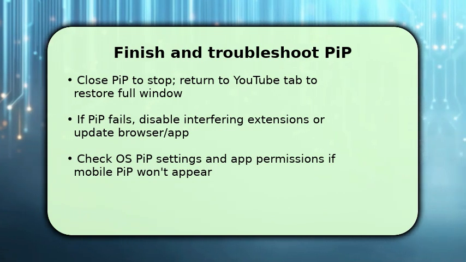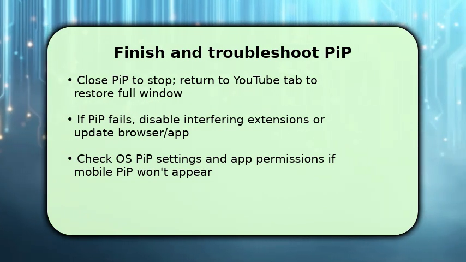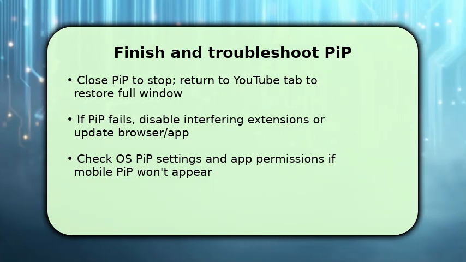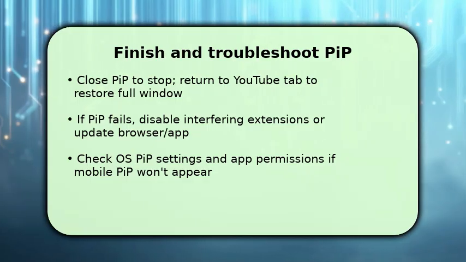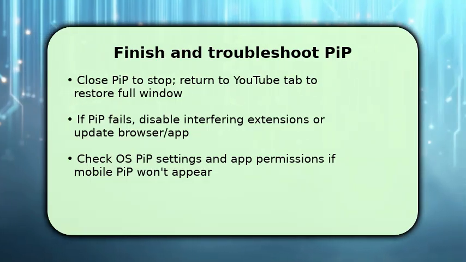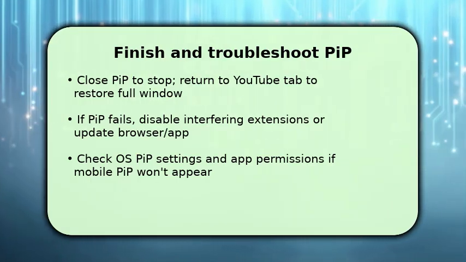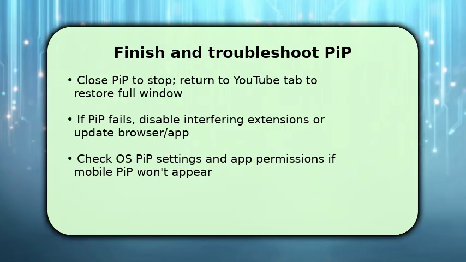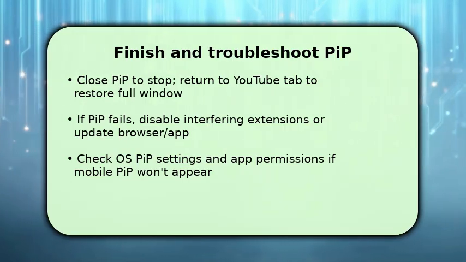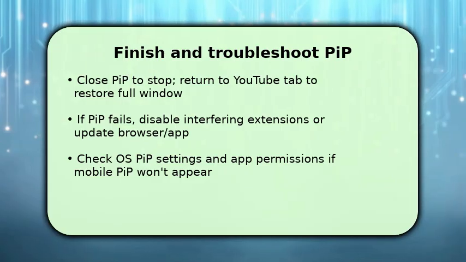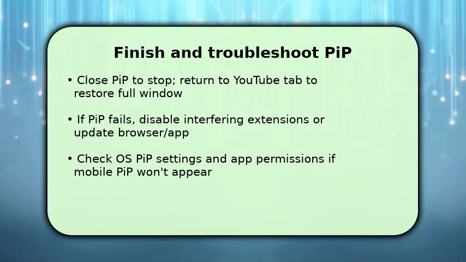If picture-in-picture doesn't appear, make sure your browser or app is up to date and temporarily disable extensions that block video pop-outs. On mobile, verify Pi-P permissions and system settings. Sometimes you must enable Allow Picture-in-Picture. If issues persist, restarting the browser or device usually resolves stubborn permission or extension conflicts.